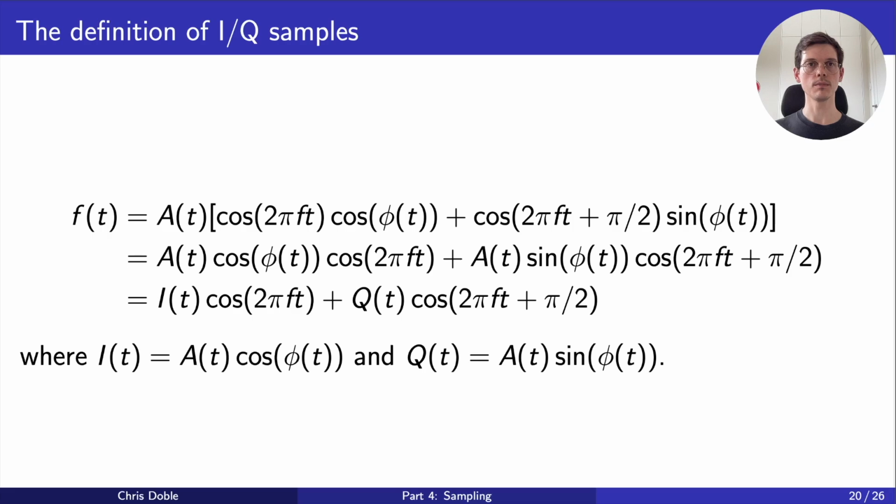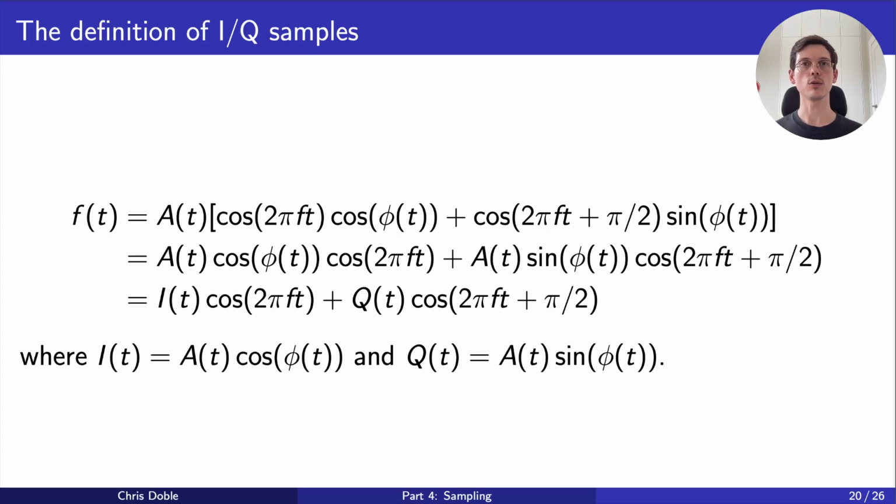What this shows is that the original expression, a wave with arbitrary amplitude and phase, can be expressed as the sum of two cosine terms, one of which has a phase offset of pi over 2, or 90 degrees. If you haven't already guessed, these are the I and Q values of our samples, I being the in-phase component, and Q being the quadrature, or 90 degree phase component.